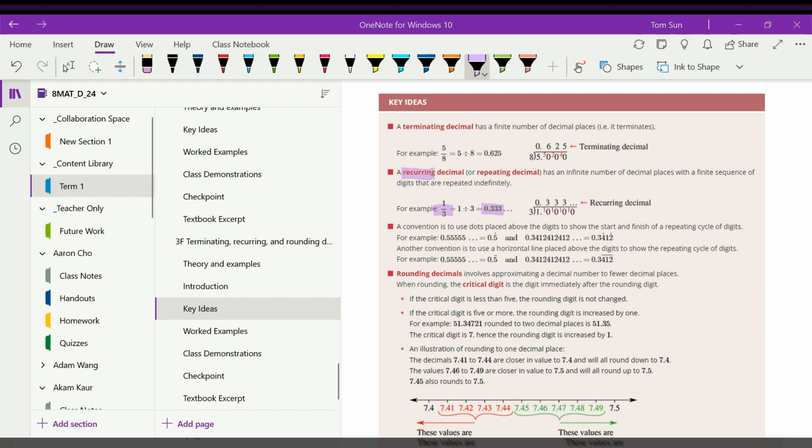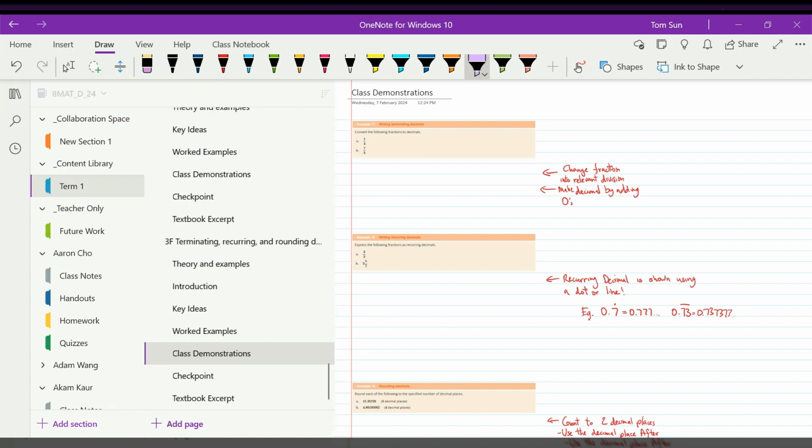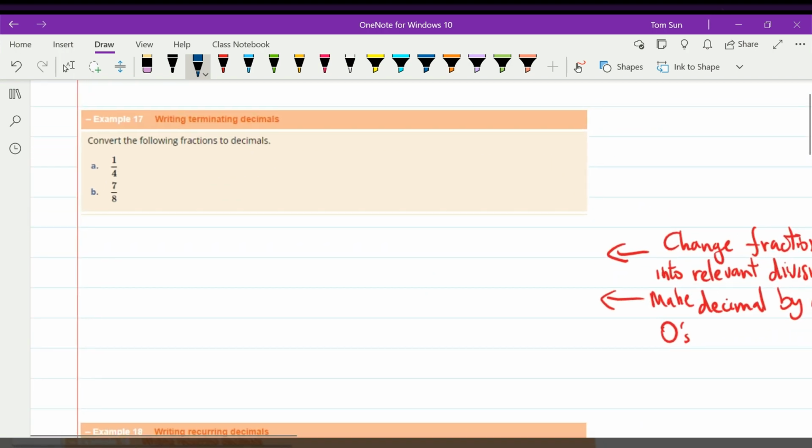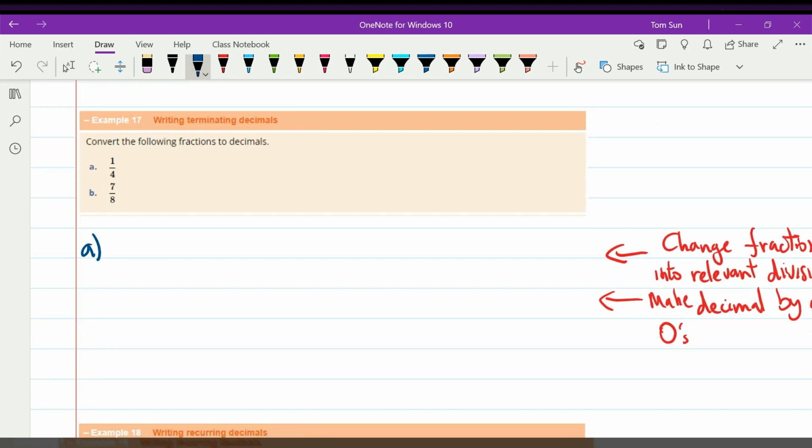I'm going to show you a few examples with some instructions on the right here. So you can take a look at this, and this might help you if you want to pause the video. I'll show you how to do each of these questions and the little intricacies you should be looking for, or the little steps that you should be doing in order to get the answer. Okay, so the first question says, convert the following fractions to a decimal.